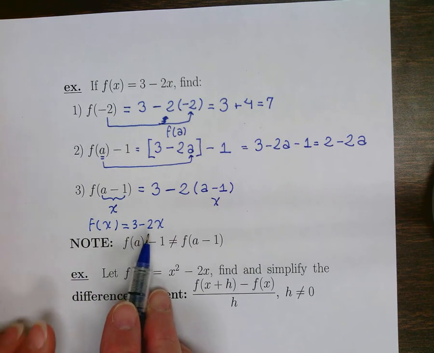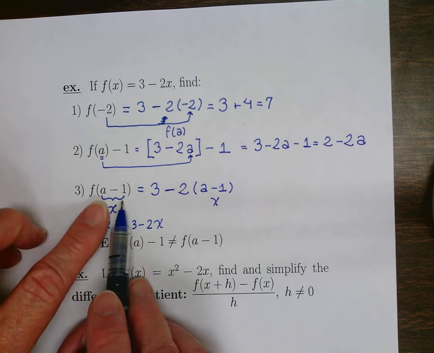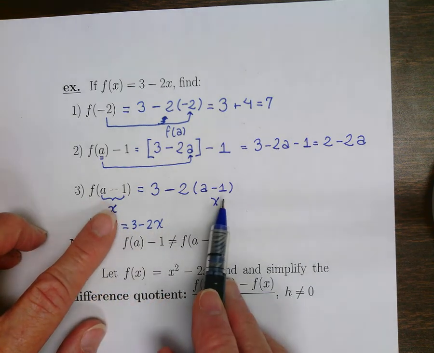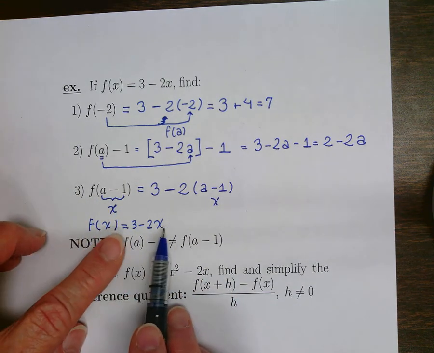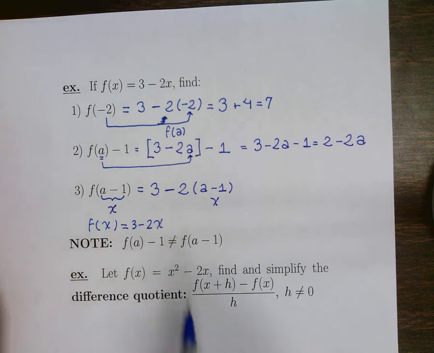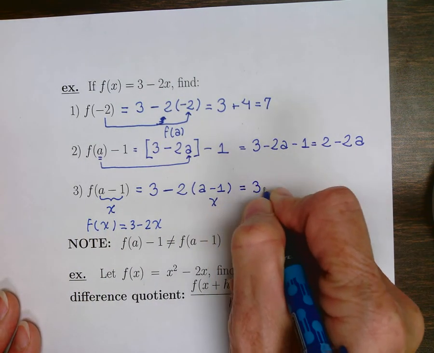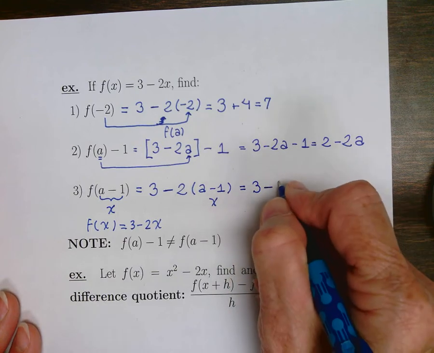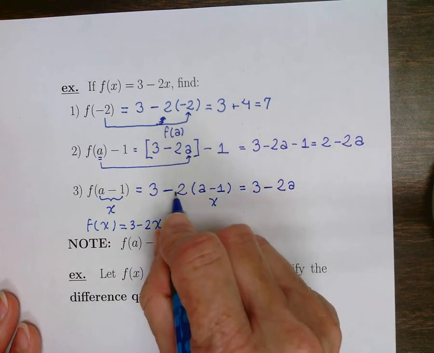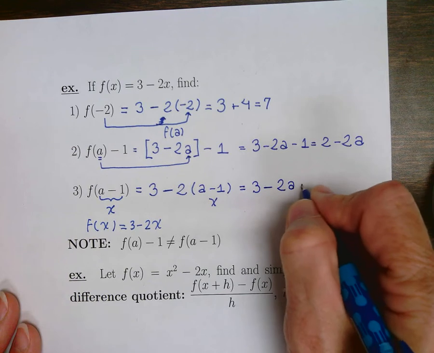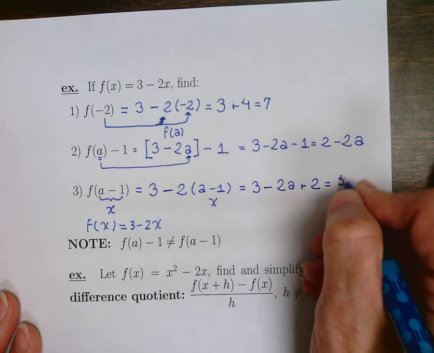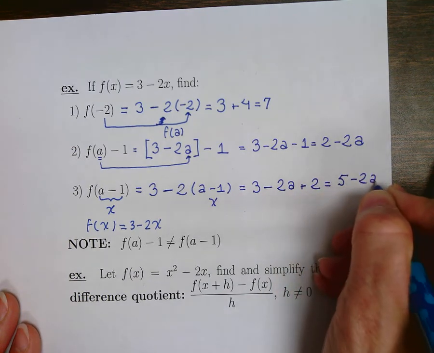This is the key. You really have to understand this. This is our argument. And so wherever I see x, I'm going to replace it with the argument. Okay? And so I get 3 minus 2a, and remember I'm going to distribute, plus 2, so that is 5 minus 2a.